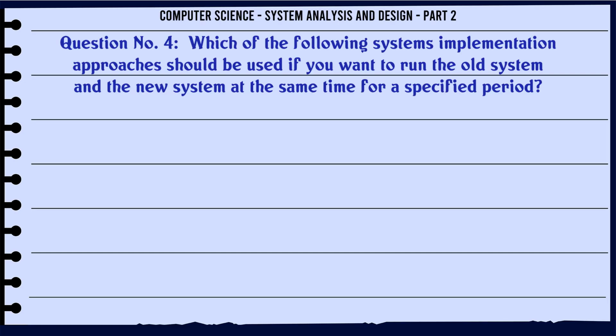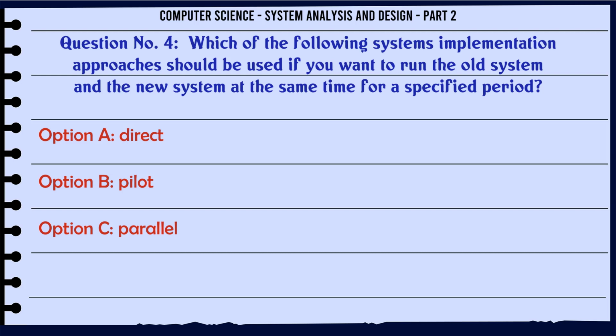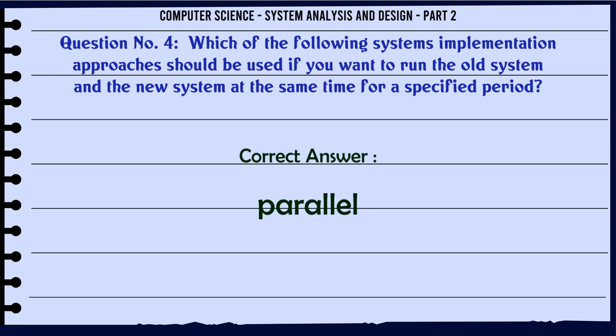Which of the following systems implementation approaches should be used if you want to run the old system and the new system at the same time for a specified period? A. Direct. B. Pilot. C. Parallel. D. Phased. The correct answer is parallel.